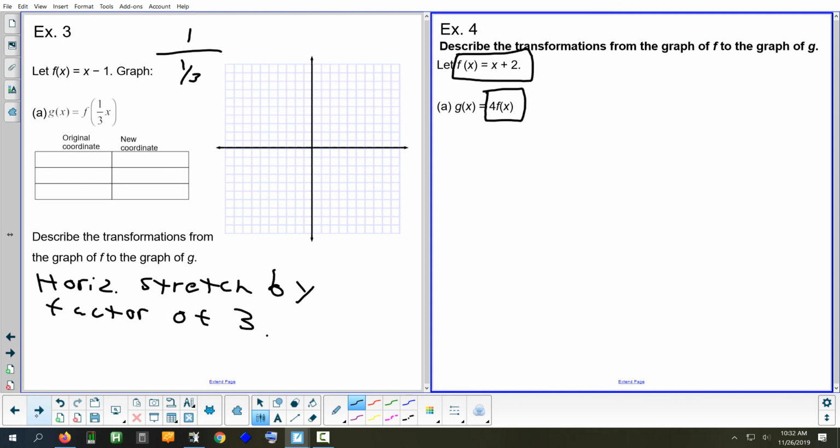Okay, so Blake, what's my number? What is it, Lucas? Number. Lucas gave me two numbers. I'm not sure which one. I need a confirmation. 4. Oh, I thought you said no. Vertical stretch by factor of 4.